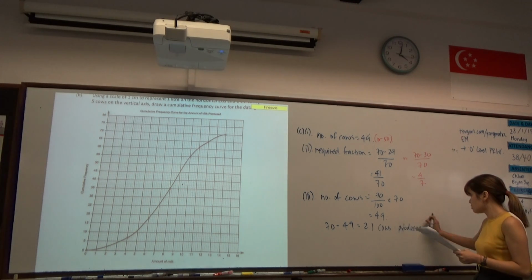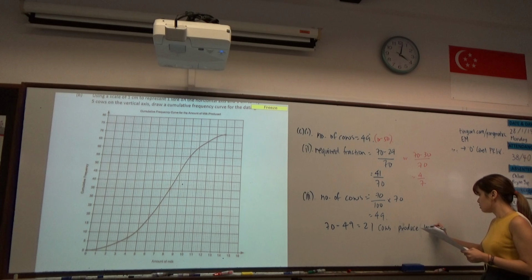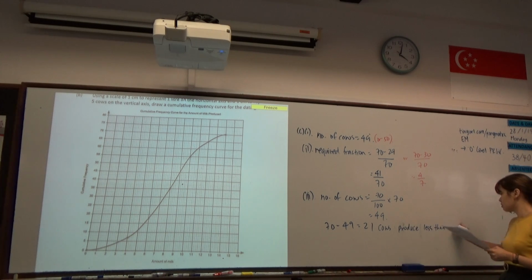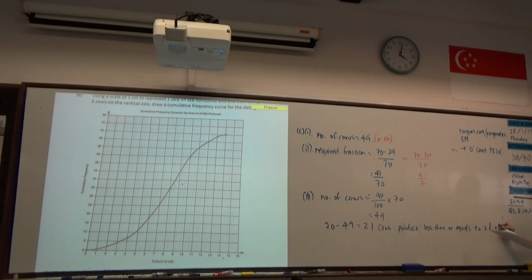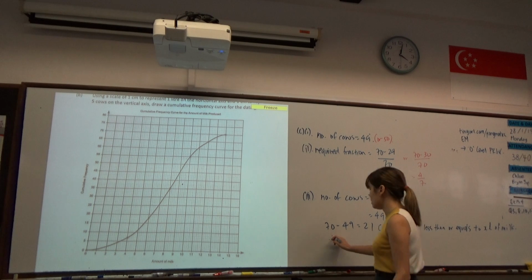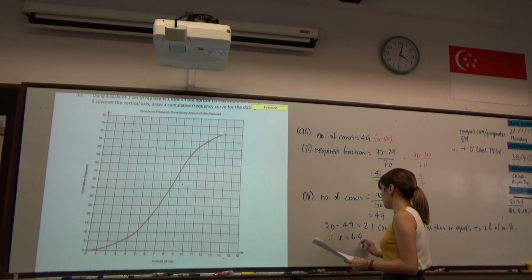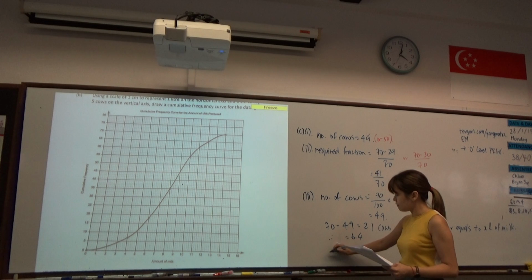less than or equals to X liters. Okay, so therefore, reading from your graph, you will find that X is equals to 6.4.